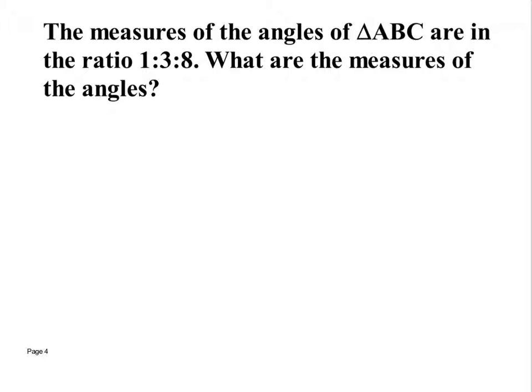Okay? For every 1 degree, it's 3 degrees. So if angle A was 10, then angle B would be 30. If angle A was 20, then angle B would be 60. Okay? See a pattern? You're taking whatever A is and timesing it by 3.